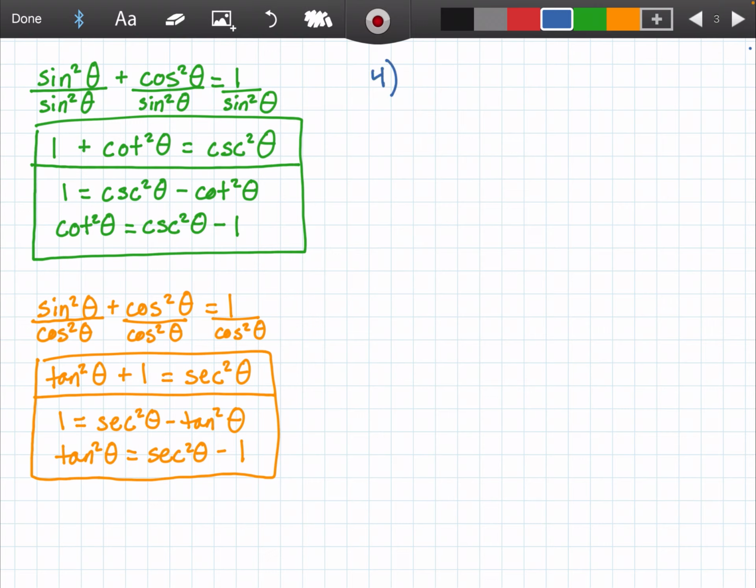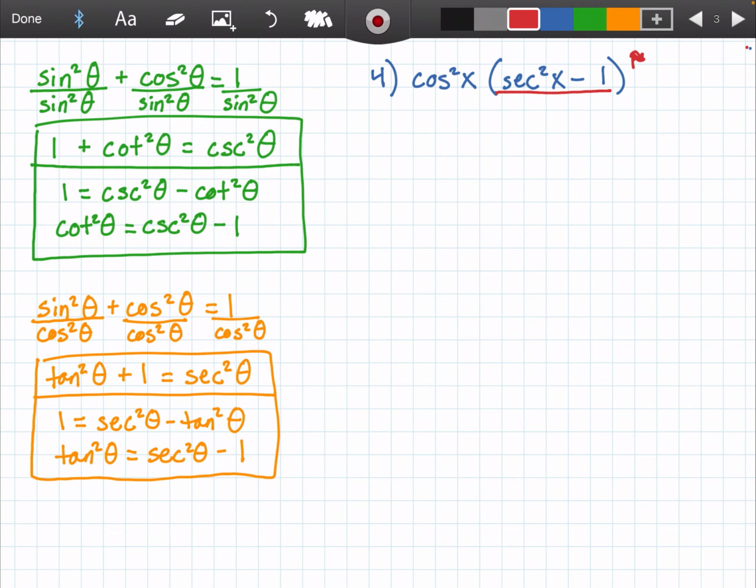So let's do some more examples. All right, notice this time I have x instead of theta. I'm only writing it this way to show you that you can have a variable in there, but it acts the exact same as if I had a theta. So I'm going to do the same thing. Before I even get started, I see secant squared minus 1. Squared trig and 1, that is a red flag, ladies and gentlemen. Red flag to use a Pythagorean identity.